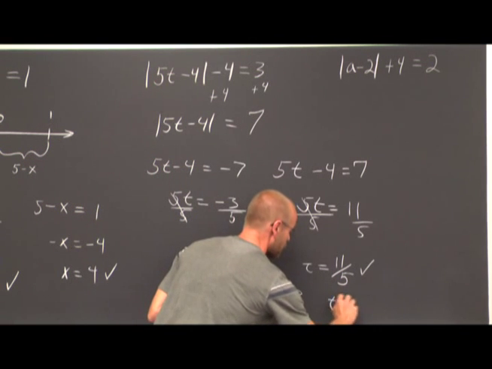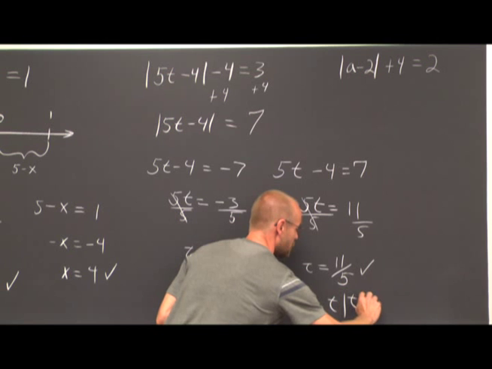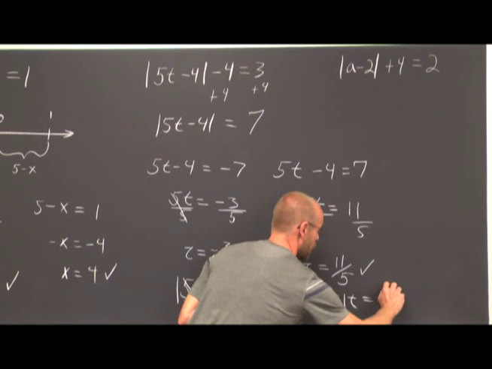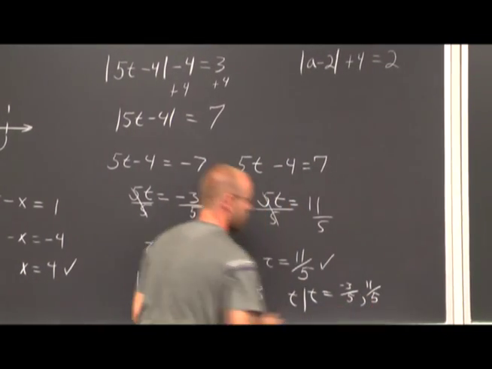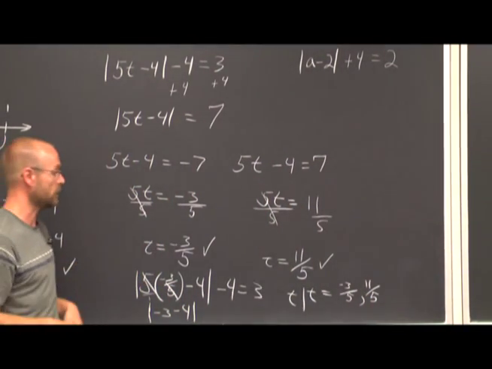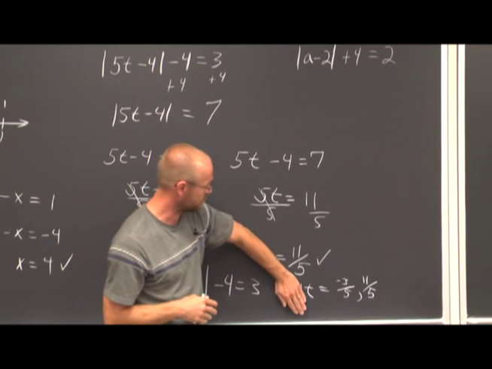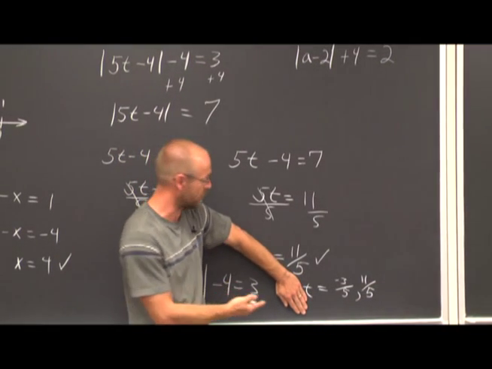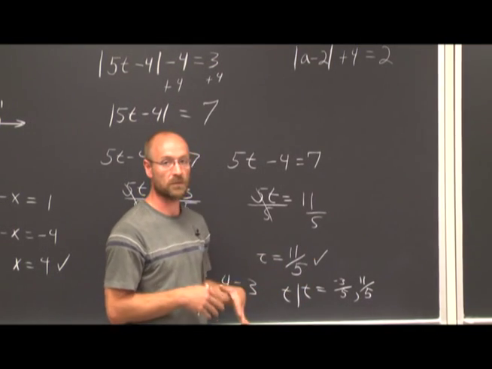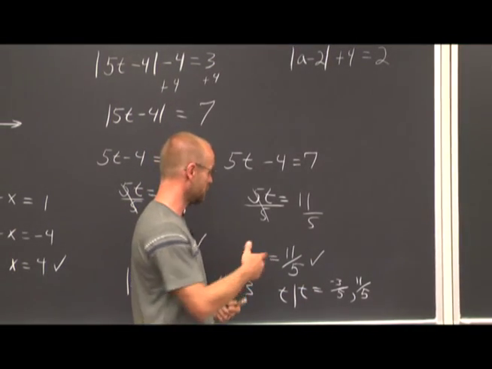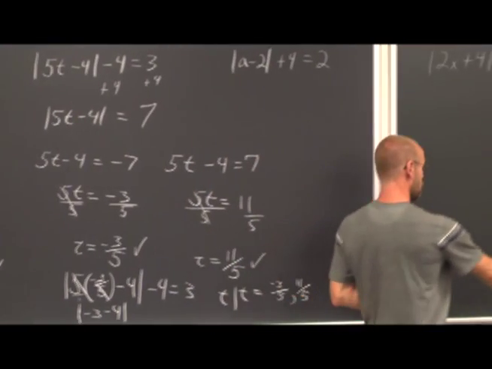Maybe I'd write it in set notation: t such that t equals negative 3/5 and 11/5. So that would be one way to illustrate the answer. For my students, we really don't need to use proper set notation, just t equals these two values. That would be fine. But other instructors might ask you to do it properly and use the notation there.